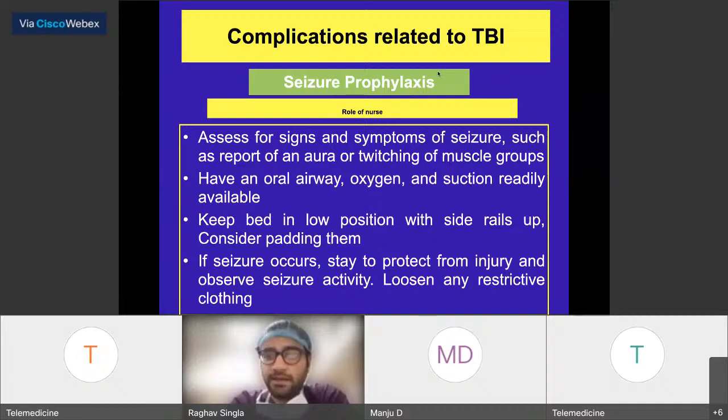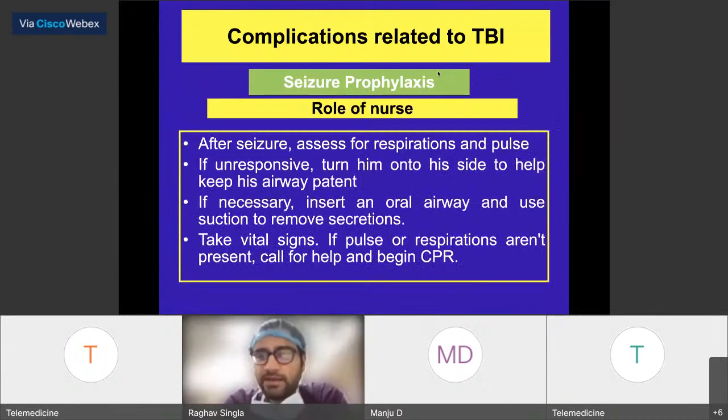Our aim during the seizure is to protect from any injury, we loosen any restraints, and we want to maintain their airway, breathing, and circulation. Once the seizure episode has abated, we reassess the patient and see that their pulse and respiration have normalized. If they are unresponsive, we must keep the airway patent. We insert an oral airway if needed, and we may use suction to remove any oral secretions or vomitus that may have collected. Assess the vital signs, looking at pulse and respiration. If needed, we begin CPR, start cardiac compressions, and call for help and call the entire team.